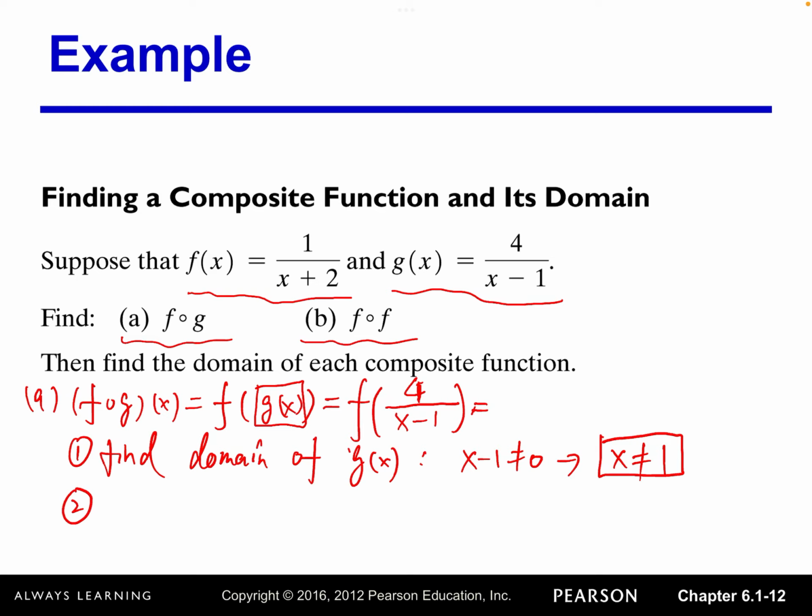What is f of 4 over x minus 1? So let's plug this in as the x in the outer function. So that's 1 over x plus 2. What is x? x is 4 over x minus 1. All right, and then we simplify. We multiply both numerator and denominator by x minus 1. So numerator times x minus 1, denominator also times x minus 1. So two terms, each term times x minus 1.